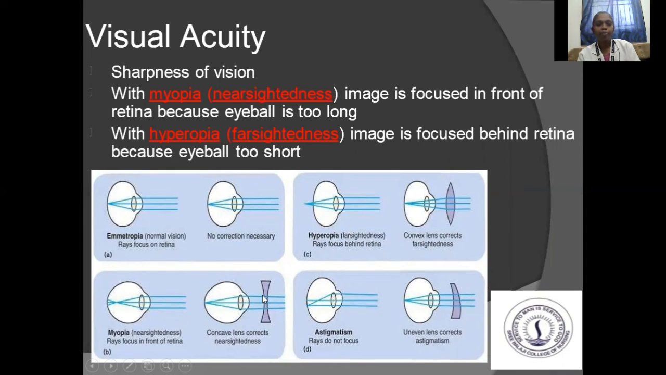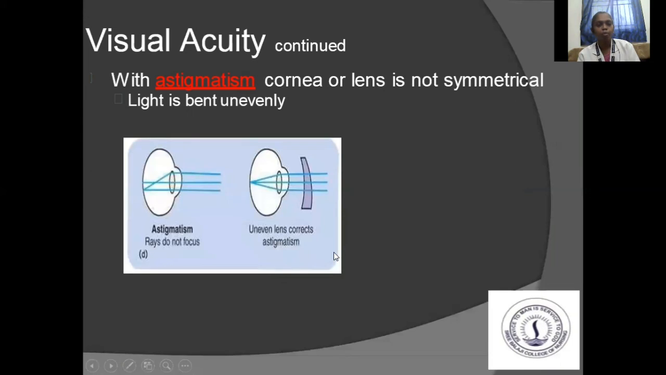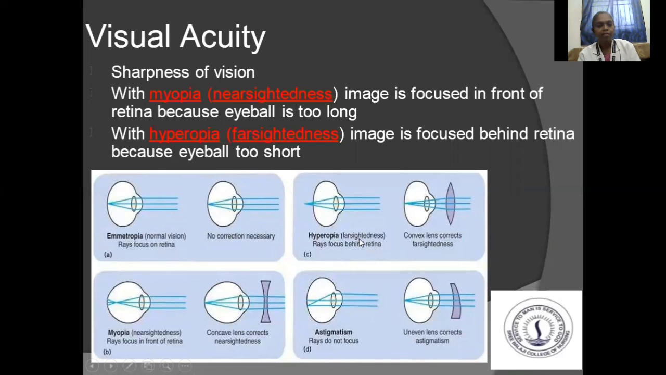But in case of hyperopia or hypermetropia, just the opposite happens. This is otherwise called farsightedness. The image is focused behind the retina because the eyeball is too short. So the image will go behind the retina, and because of that the patient won't be able to visualize things properly. They'll have blurred vision. To correct this, we have to use a convex lens. When you use a convex lens, we can have normal visual acuity.